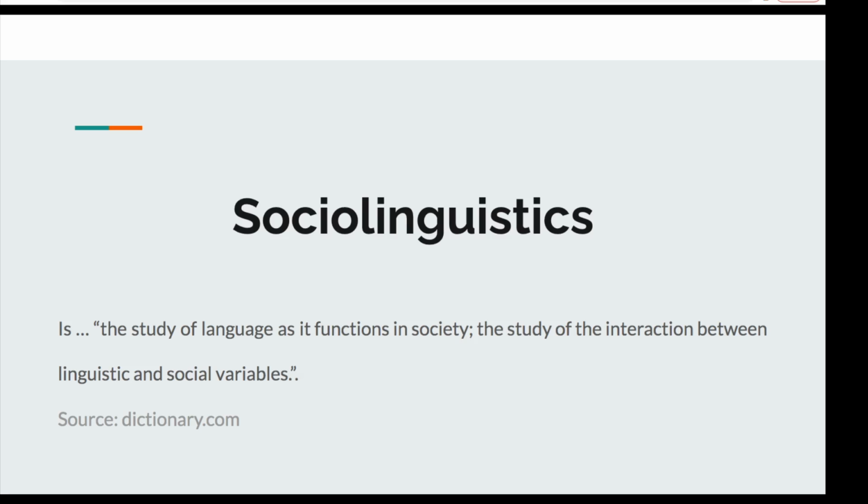So for example, how are we polite? How are we demanding? Etc. Basically, how do we speak to each other in a social way using a language?